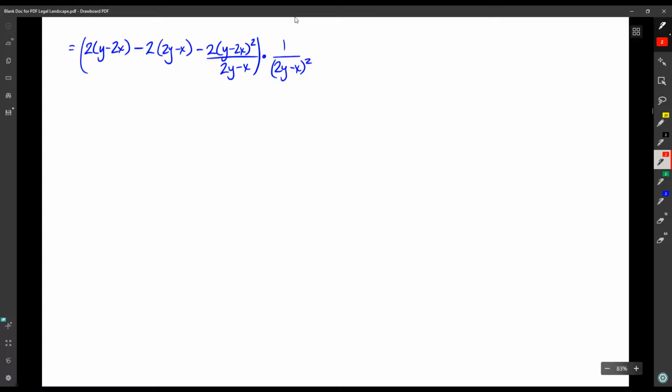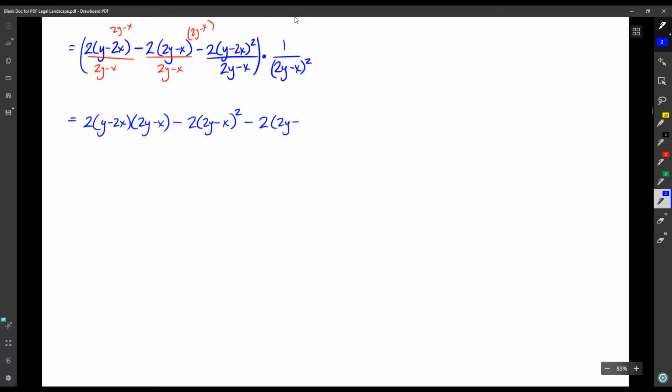I need a common denominator from the 3 terms inside the parentheses. That's a 2y minus x. So this is a 2y minus x, and it gets multiplied by a 2y minus x. This is a 2y minus x, and it gets multiplied on top by a 2y minus x. And we go from there. So we have 2 times a y minus 2x times a 2y minus x minus a 2 times 2y minus x quantity squared minus another 2 times, oops, nope, that's times y minus 2x quantity squared. That's all over 2y minus x. And then we have times that 1 over 2y minus x quantity squared.